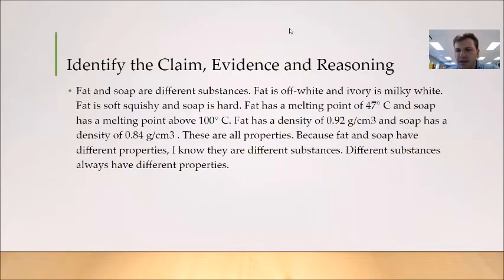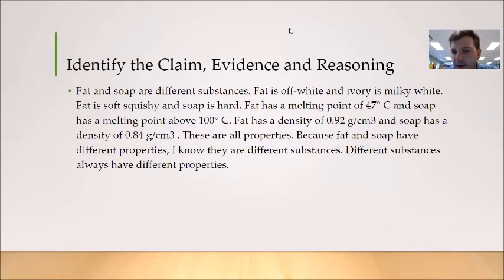So here's maybe something a little bit more scientific. Let's take a few seconds here. I'm going to read over this example, and then we're trying to find where the claim is, where the evidence is, and where the reasoning is located within this. It says fat and soap are different substances. Fat is off-white and ivory is milky white. Ivory is talking about soap, of course. Fat is soft, squishy, and soap is hard.